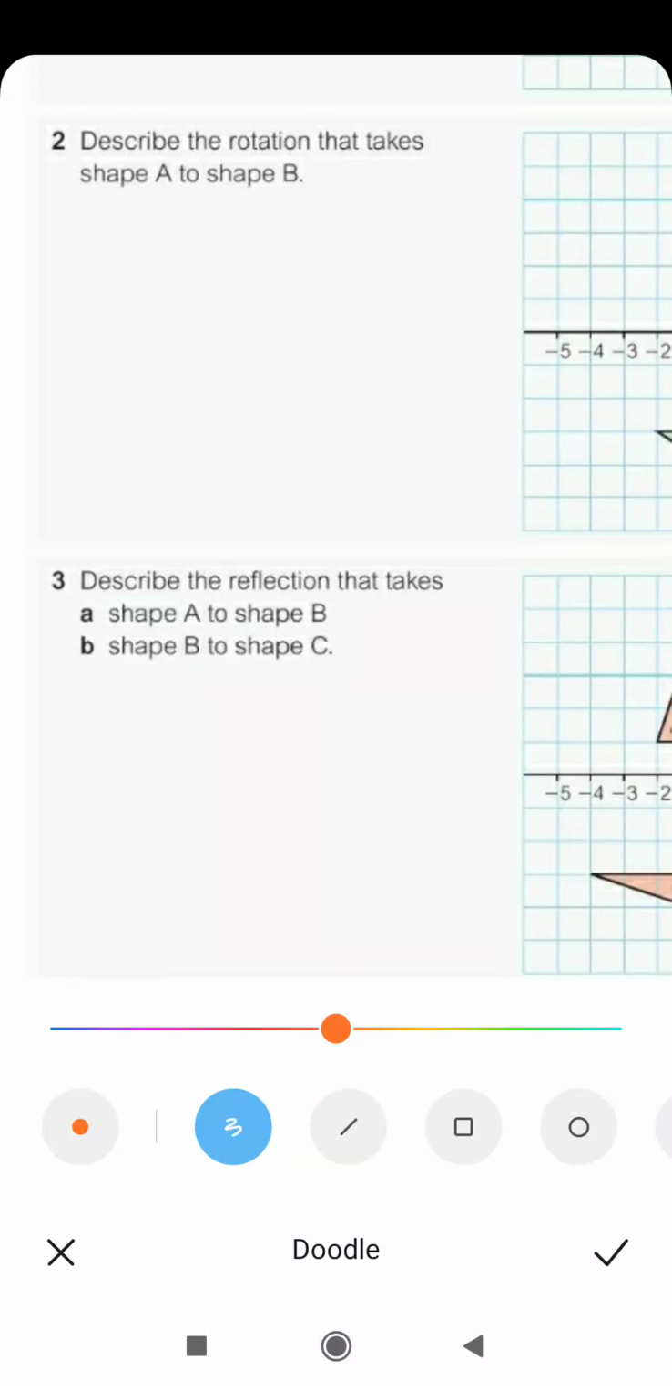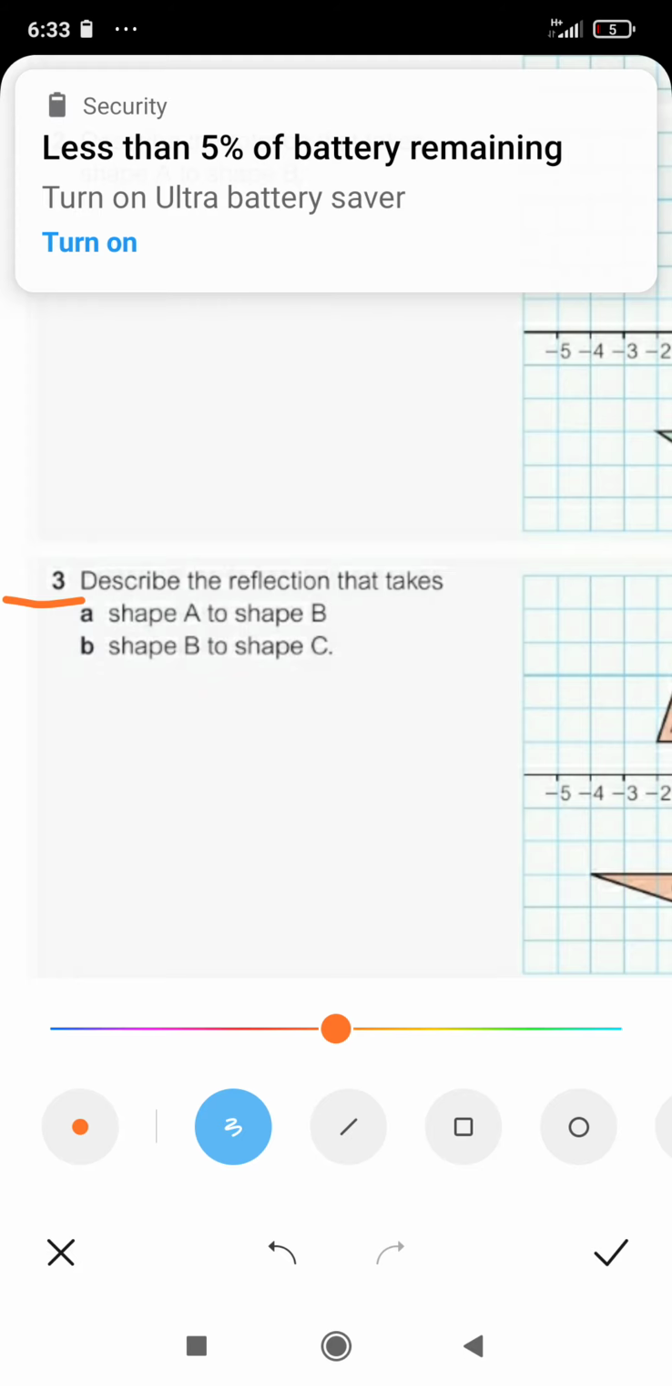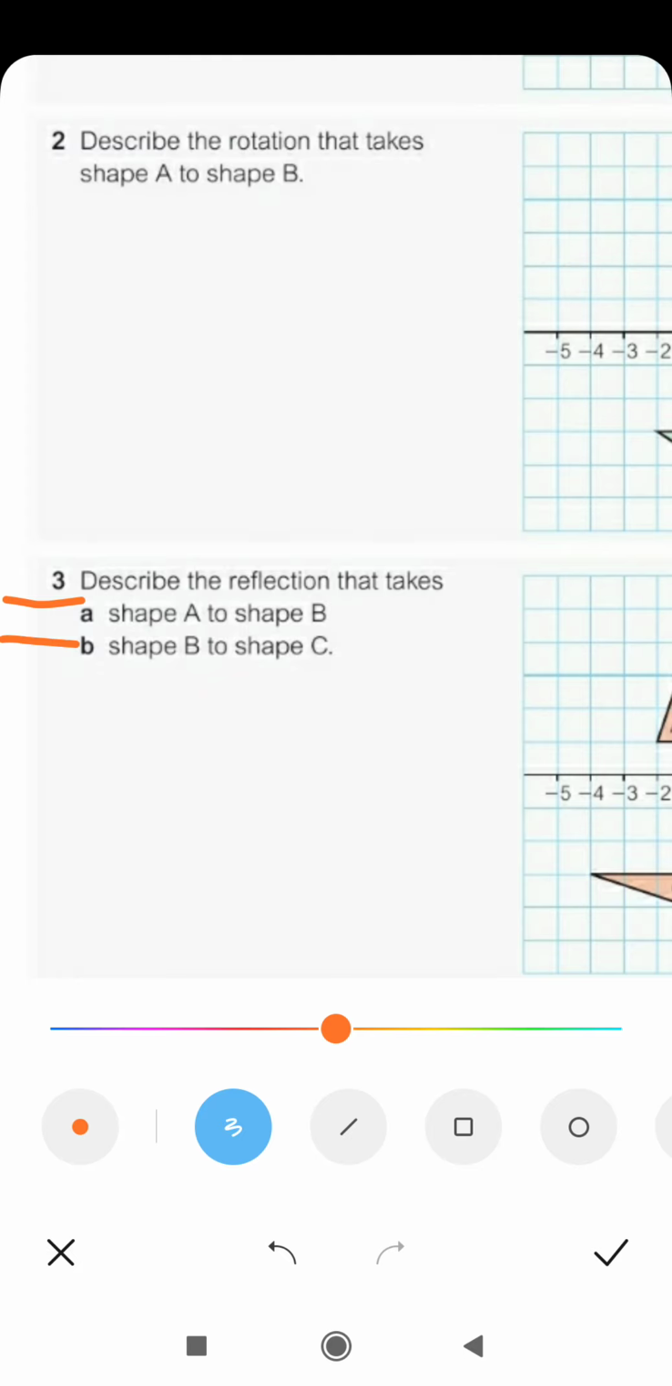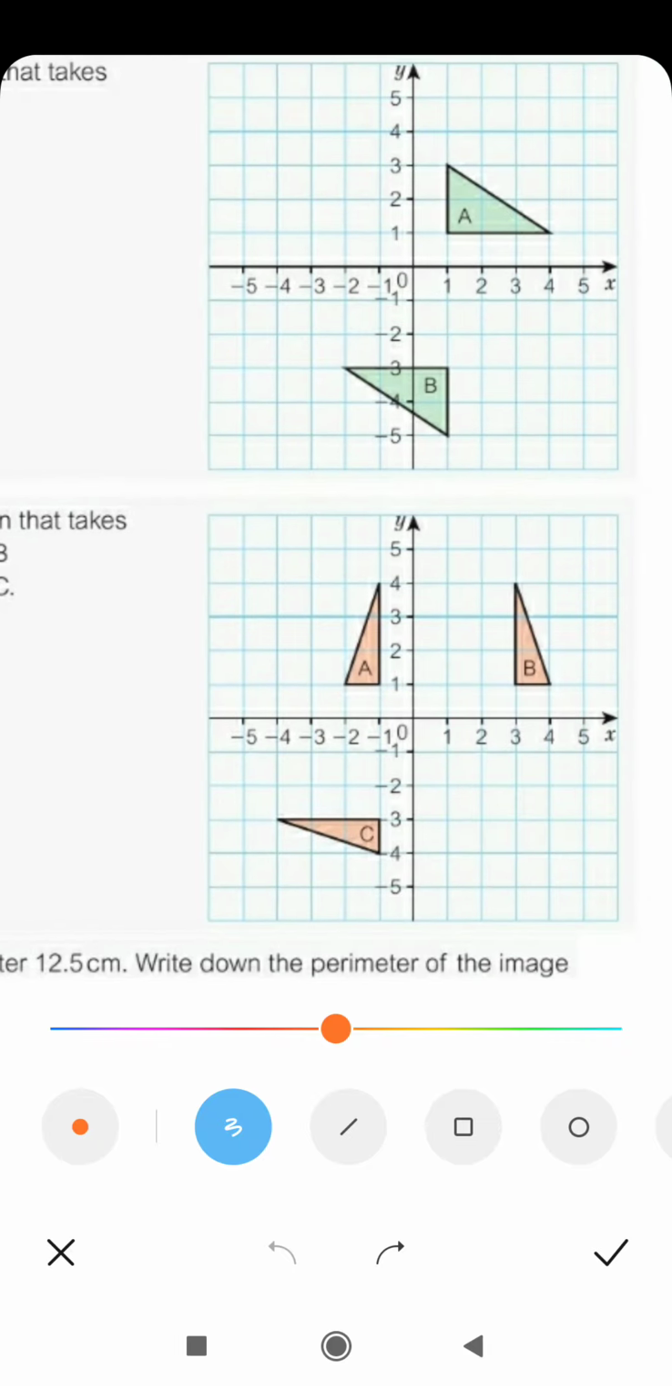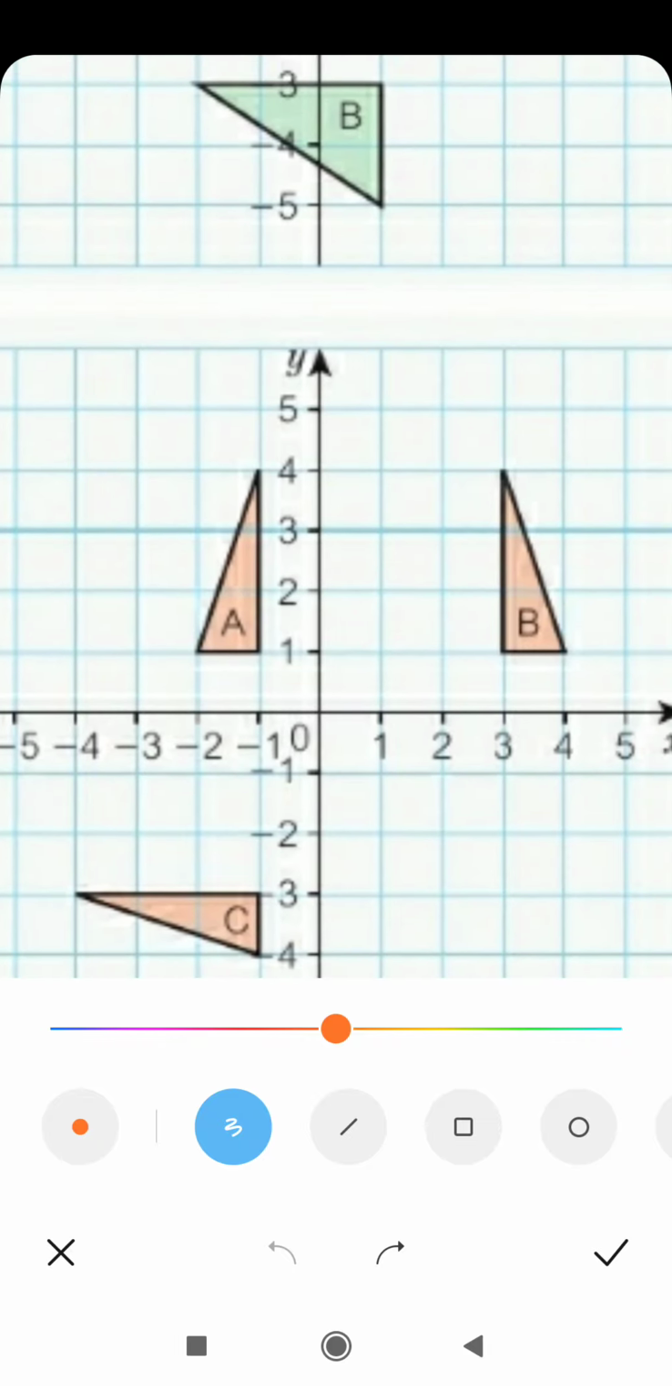Now let's talk about question 3. In question 3, he told you to describe the reflection that makes A become B and then that makes B become C. Let's look at them. Now let's start with A and B. Let's talk about the reflection.